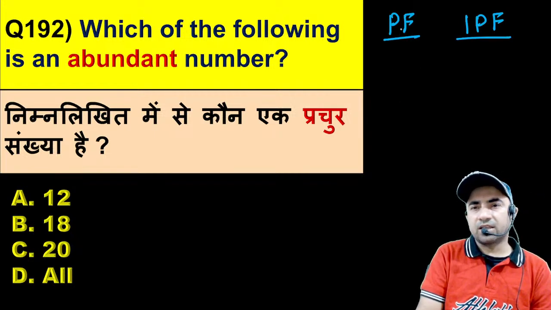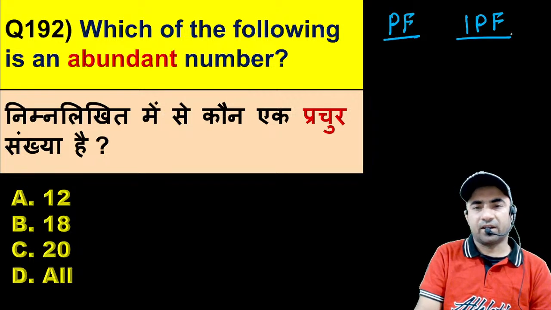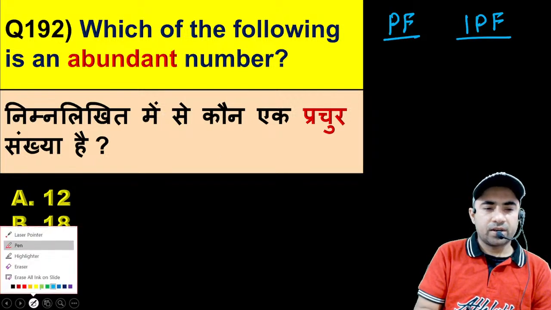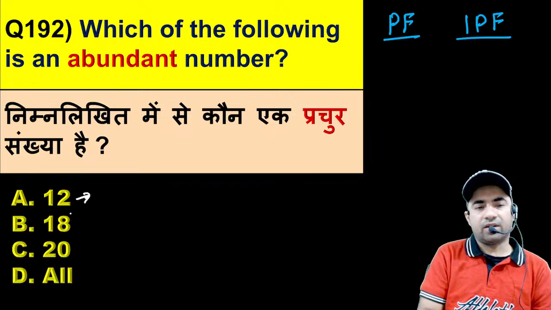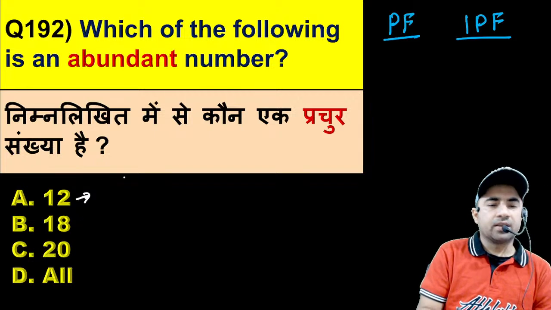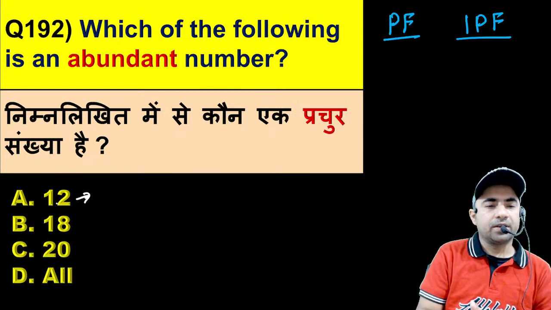So any number has proper factors and improper factors. For example, you can take any number. Let's take 12. What are the factors of 12? All the numbers which can completely divide 12 are called the factors of 12.